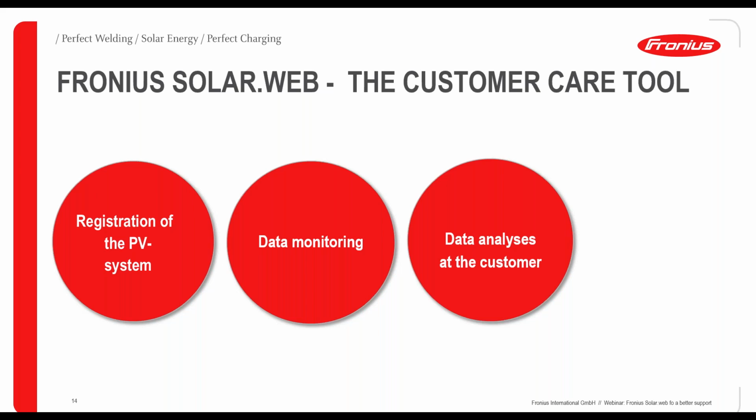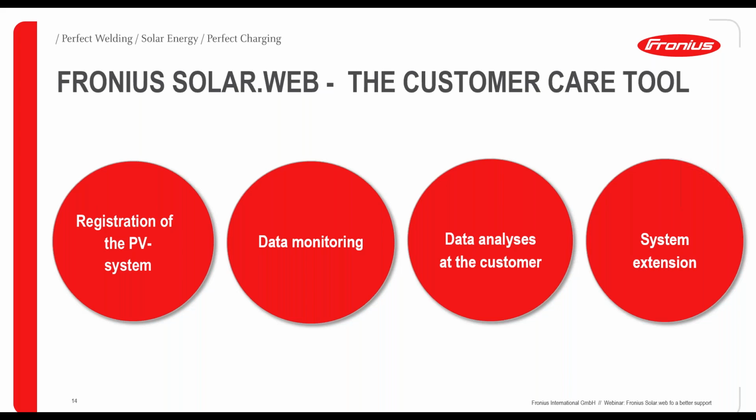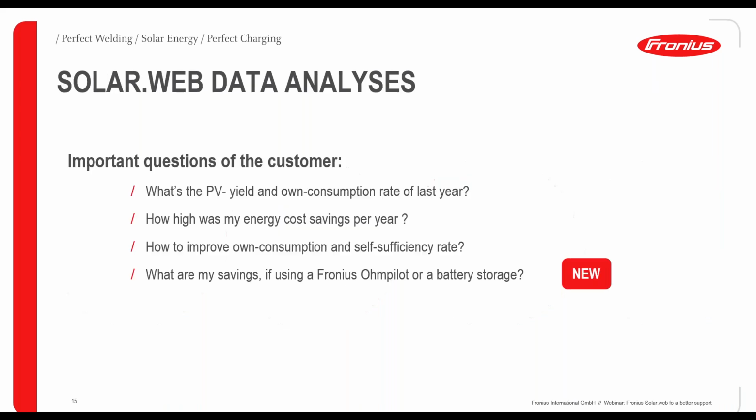The next step would be the data analysis at the customer, and this is the interesting point now, which I would like to show you in a bit more detail on the next slides. The basic idea is you arrive at your customer a certain period after you have done the installation, maybe 6 months, maybe a year, and you give him advice on what to do, how he can improve the system, or what additional steps can be done with this system now. And the last step is the system extension, where the customer would like to have a battery or any other solution to improve the self consumption or whatever. So these are the 4 important points.